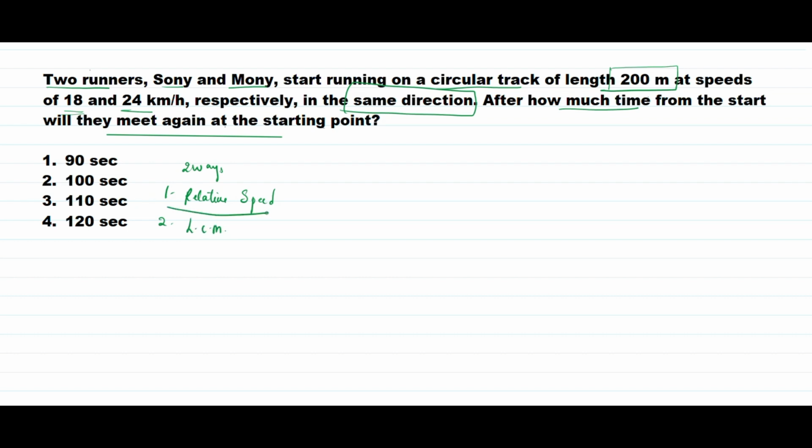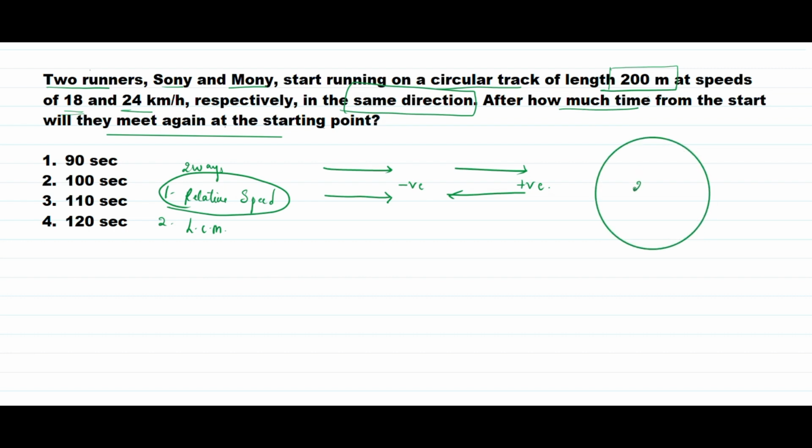Let's see the relative speed concept first. Let me first say what relative speed is. When two objects run in the same direction, the relative speed is taken as negative. When two objects travel in opposite directions, the relative speed is taken as positive. Now applying the same principle, here there is a circular track of 200 meters, and there are two people traveling at 18 kilometers per hour and 24 kilometers per hour in the same direction.